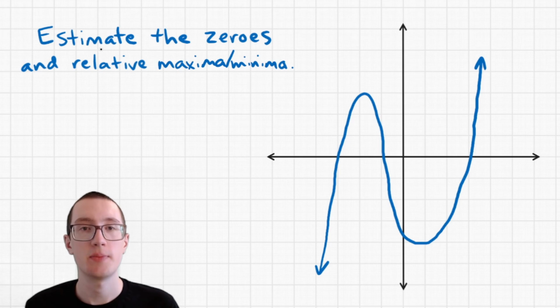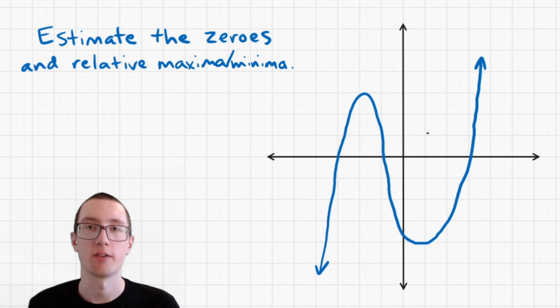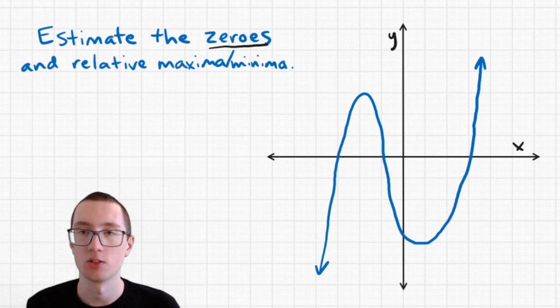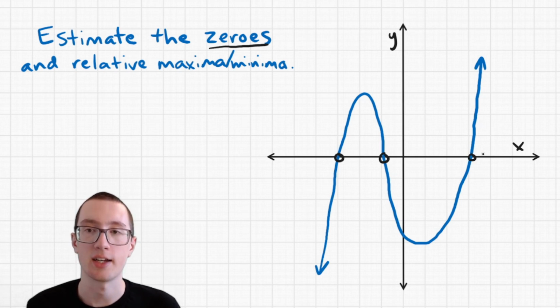We need to estimate the zeros and relative maxima and minima of this graph. What do any of those mean? Well, first let's talk about zeros. Zeros are the x values where y is equal to 0. I know that's kind of confusing, but basically the way we can figure that out is where it crosses the x-axis, this left and right line here. Because see, this is x and this is y. So for example, this would be a 0, this would be a 0, and this would be a 0. These are all places where it crosses the x-axis.